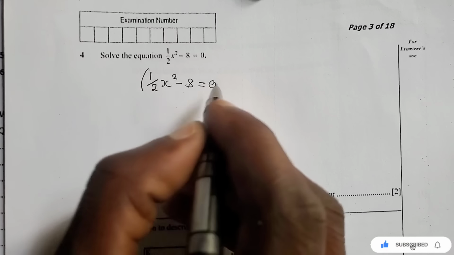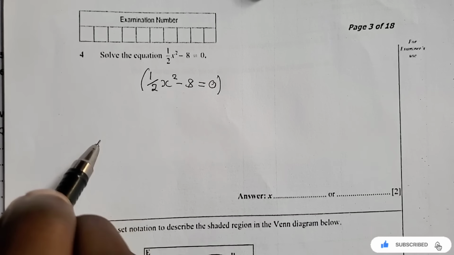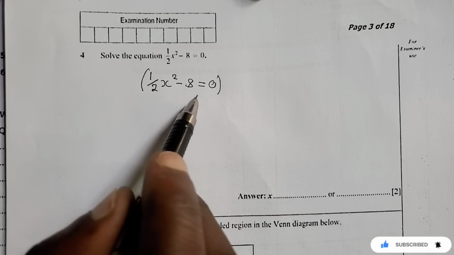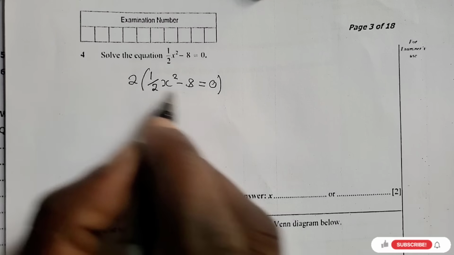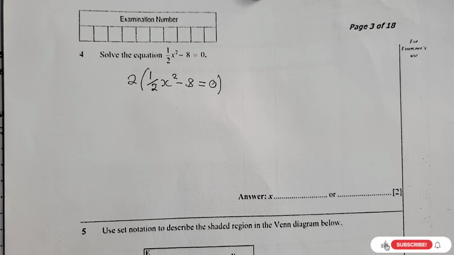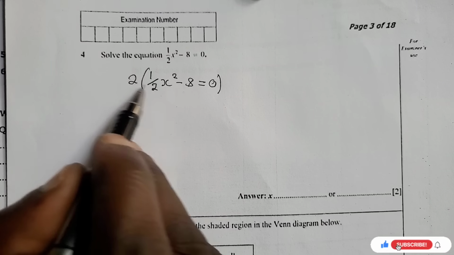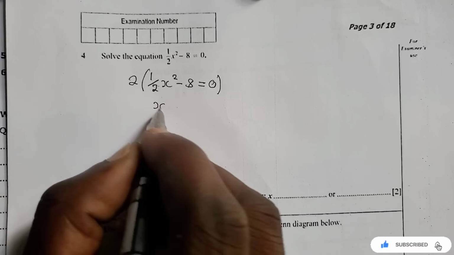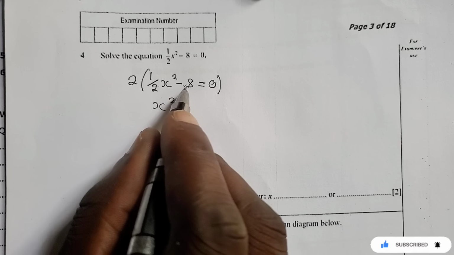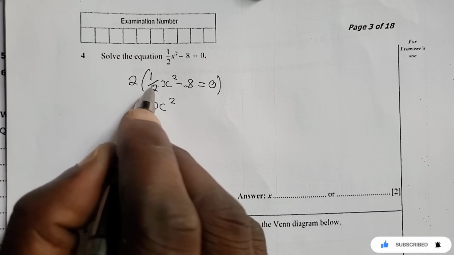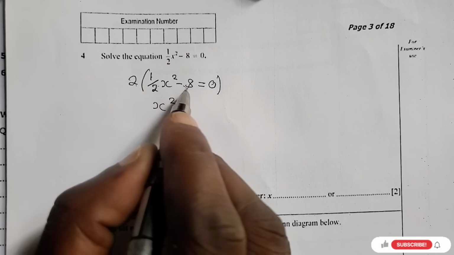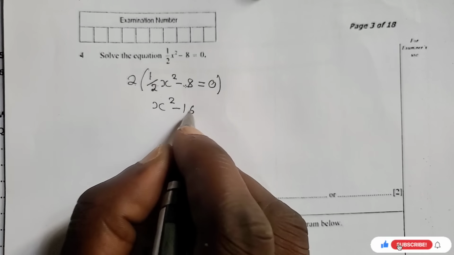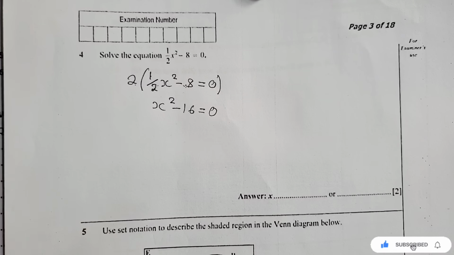How do you do it? There are a lot of ways, but what I always tell you is get the denominator of a fraction, which is 2, and multiply it throughout the equation. So 2, this you are going to divide. 2 divided by 2 is just going to remain with x squared. And here we will multiply. Here we are dividing because this is a fraction, guys. Here we are going to multiply. 2 times negative 8 is negative 16 is equals to 0. You see? Now it's easy.